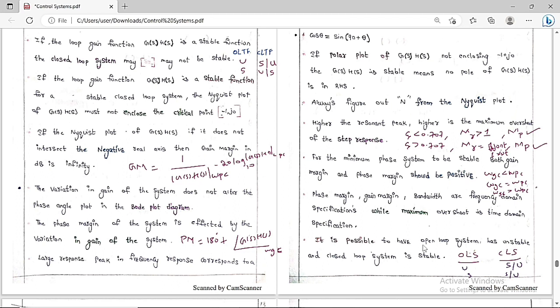So whenever the open loop system is stable, the closed loop system can be either stable or unstable. If the open loop system is unstable, then the closed loop system can be either stable or unstable. So it is possible to have an open loop system as unstable and a closed loop system as stable. This you always have to keep in your mind.